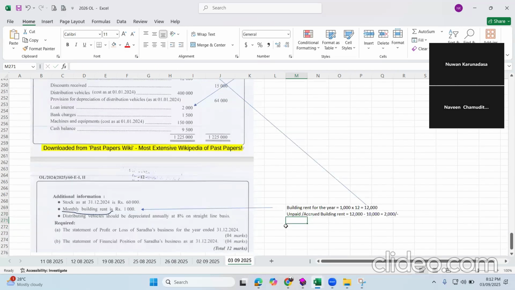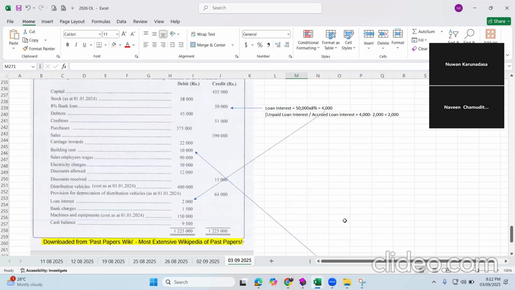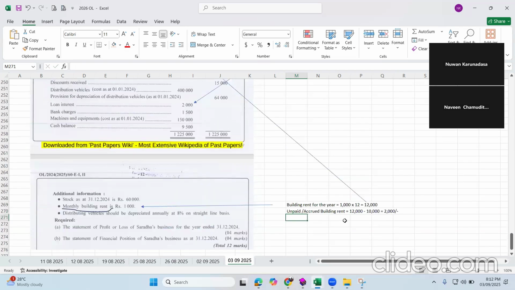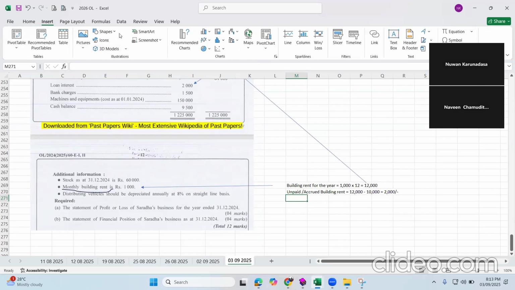Very important, right? Building rent is 12,000. They have only paid the 10,000. That means unpaid rent is there. Unpaid is 2,000. You must record that as a current liability. Then the distribution vehicle should be depreciated annually 8% on straight line basis. Easy one. We have done a lot.